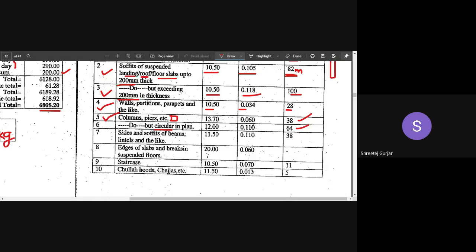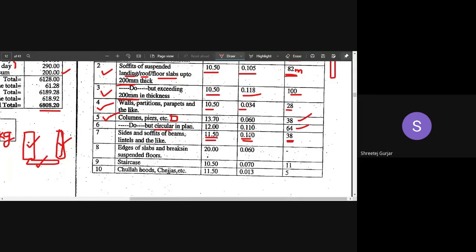Now we are done with the soffit, the bottom. Now we have to look into the sides. For sides and soffit of beams, the side panels of your formwork and the soffit panel, we have to use 11.5, 0.11 and 38. For each panel, the side panels and the bottom separately, you have to use this value. This is not a combination.